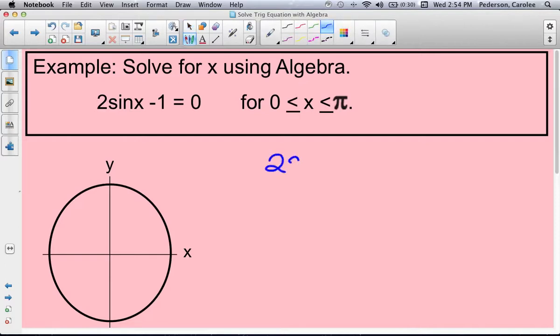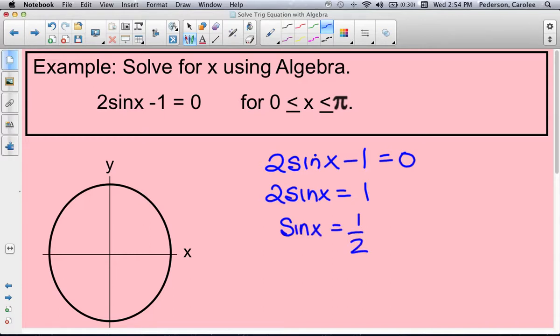So we say 2 sine of x minus 1 equals 0. The first thing we want to undo is add 1 to both sides. Then we would divide both sides by 2. So we say that the sine of x equals 1/2. That is not the solution to our equation yet.